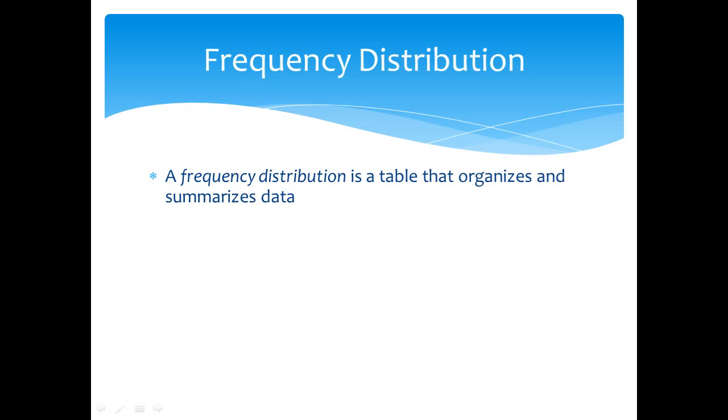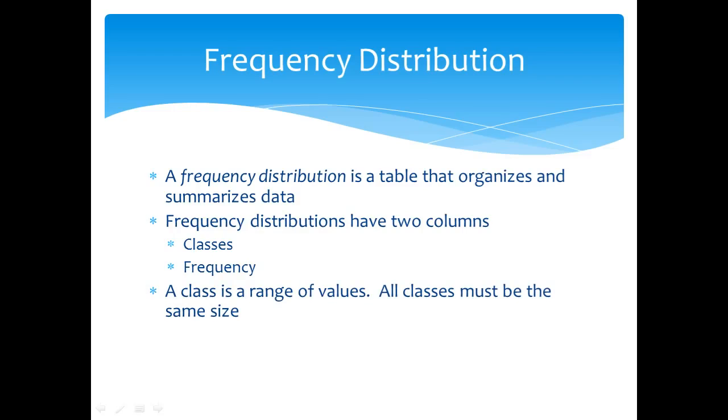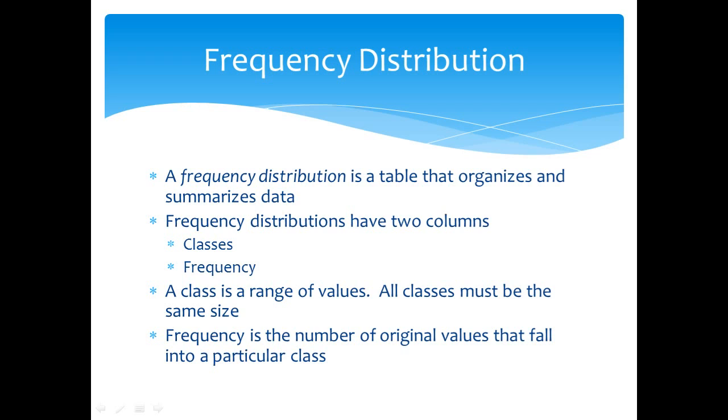Frequency distribution is a table. You've done frequency distributions in the past, but again, a lot of the information is chosen for you, and it just becomes busy work for you. We in this course are going to have a blank canvas when it comes to frequency distribution. The frequency distribution has two columns, classes and frequency. The class is the range of values that you create. You have to remember that, of course, all classes must be the same size. And frequency clearly is the number of values that fall into a particular class.